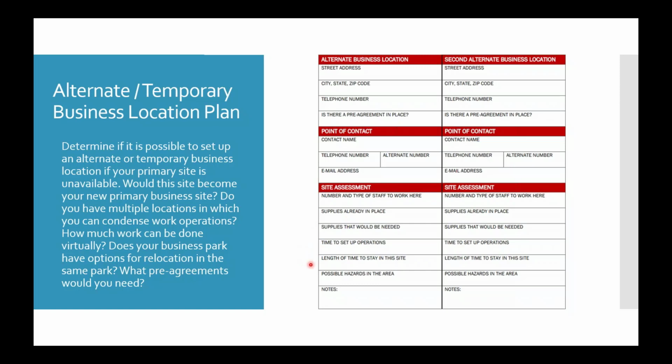Maybe Don says you can use his conference room. I'll let you use it for up to a week. You can't have it forever, but you can use it for a while. Are there any hazards in the area? Maybe we're in a place that's low-lying, flood issues and so on, and then any notes. So this alternate or temporary business plan can really help you if you need to relocate.